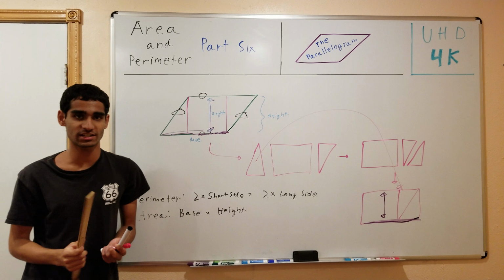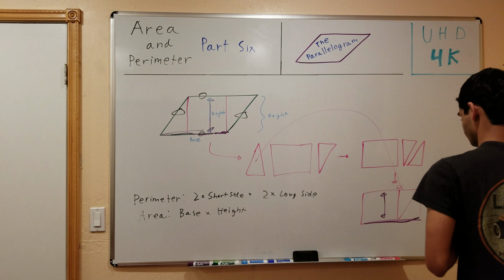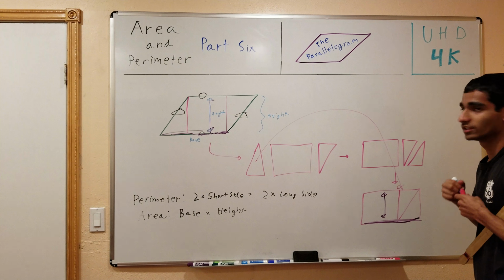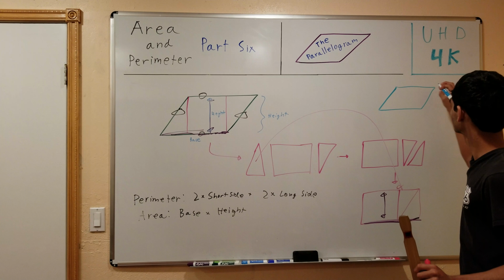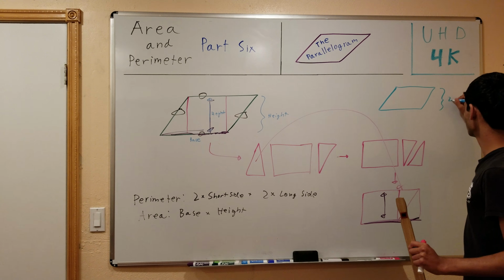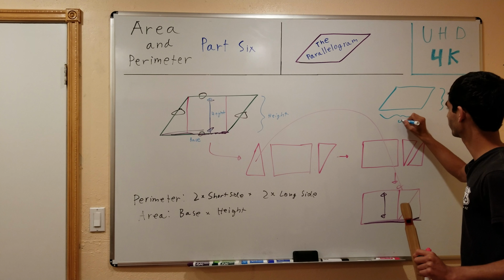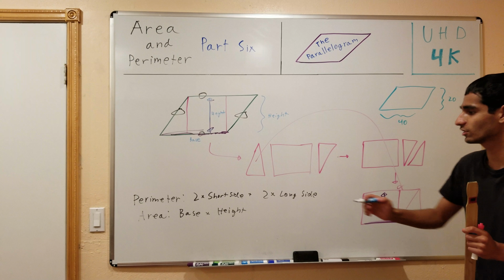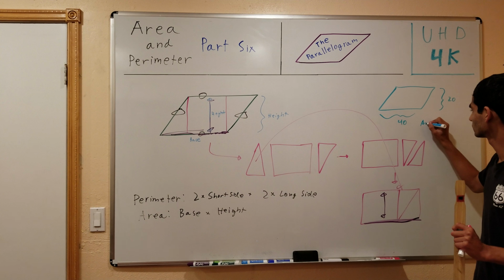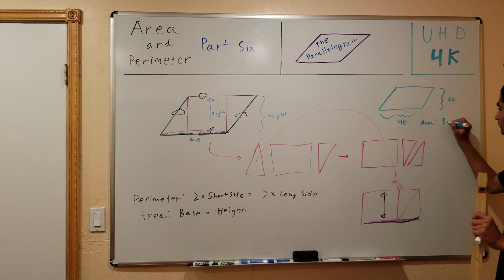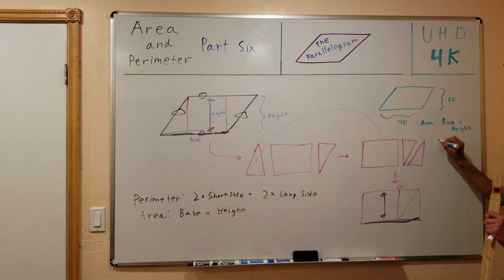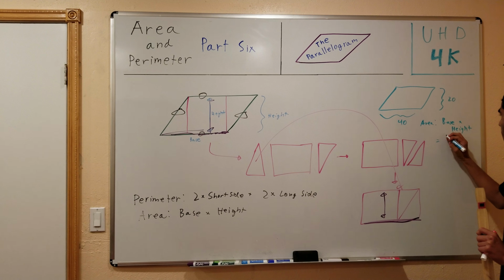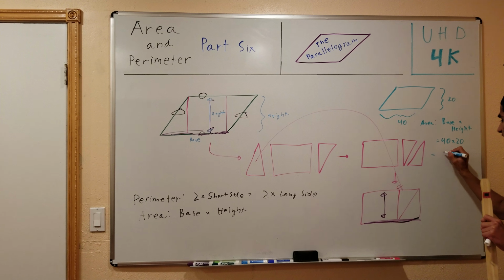So now let's do a quick practice problem. Suppose I have this parallelogram over here. This vertical height over here is 20, and this distance is 40. What's the area of this? It's simply going to be base times height, which is equal to, the base is 40 times the height, which is 20, and 40 times 20 is 800.